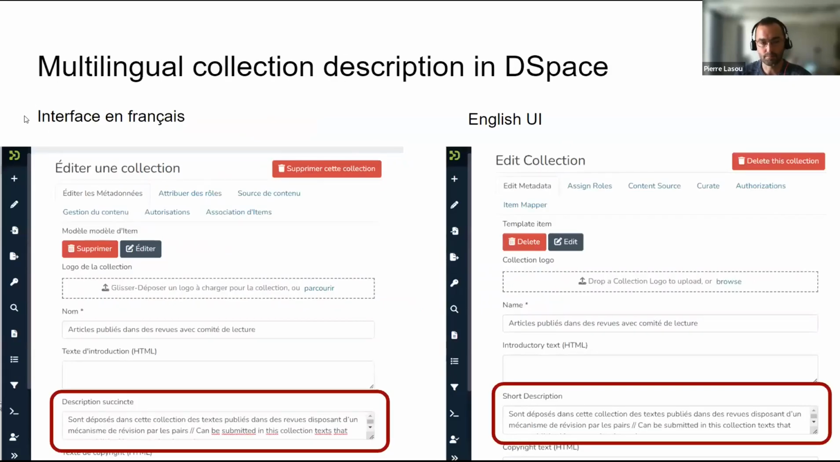We are on the collection page, in French on the left and English on the right. And you see for the description, if you want it to be bilingual, you need to add the two languages in the same field so that users can see both languages.